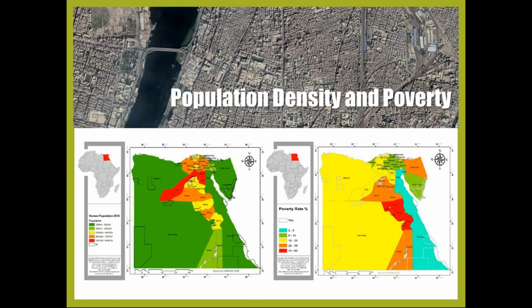Here is some example about population density and poverty categorized based on the governorate's distribution. This spatial variation may be an indication about the future uses of resources close to each protected area. Next slide, please.